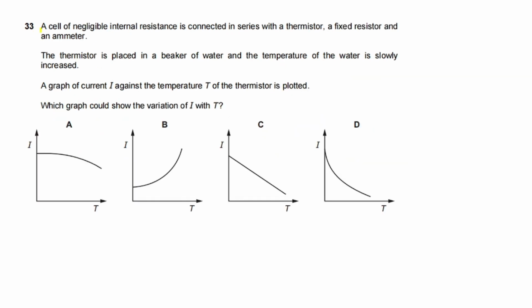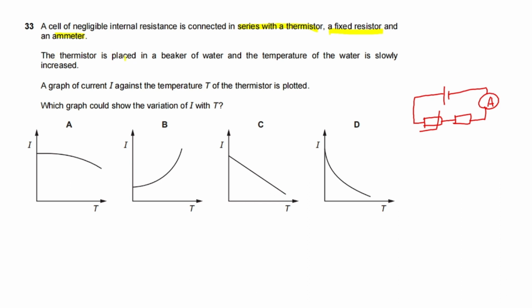Question number 33. A cell of negligible internal resistance is connected in series with a thermistor, a fixed resistor, and an ammeter. Let's consider it like this, which is easier. Here is the symbol for the thermistor and a fixed resistor, and there is an ammeter. These components are connected in series.